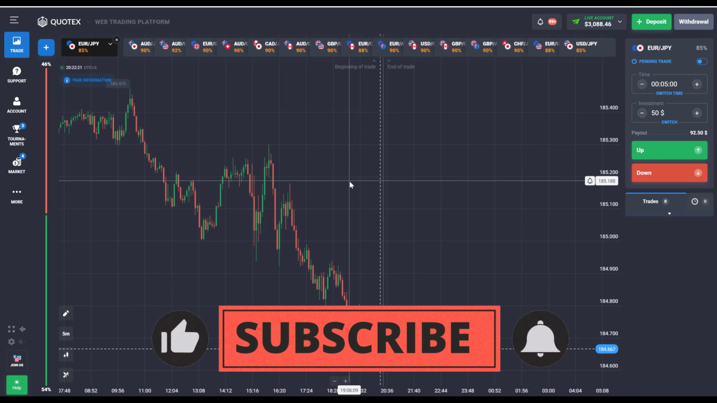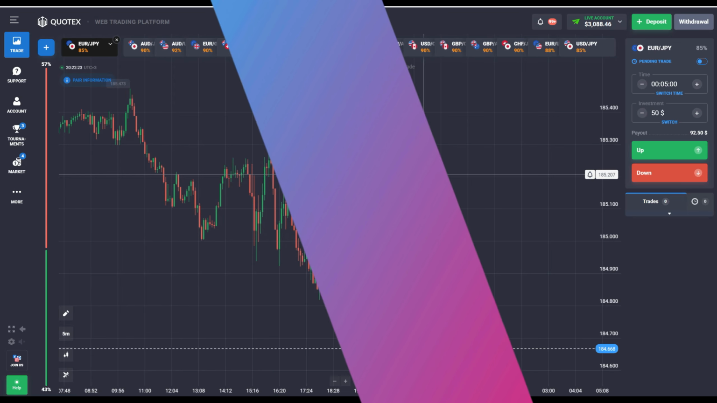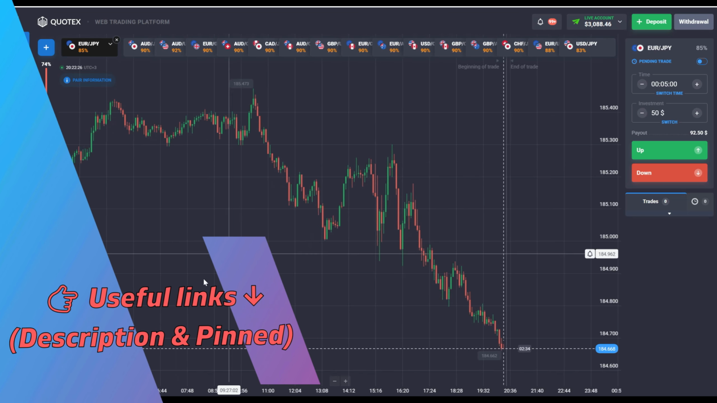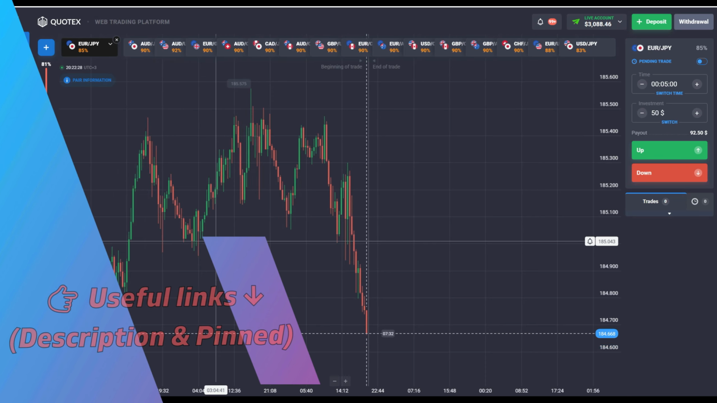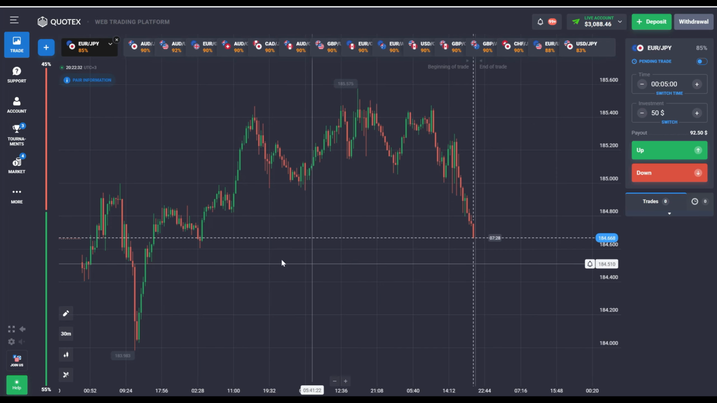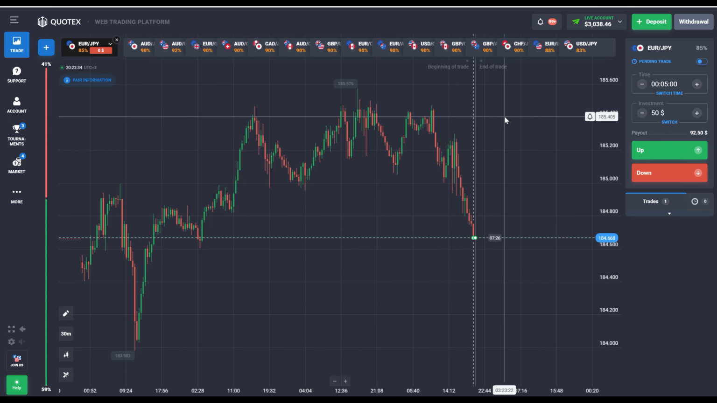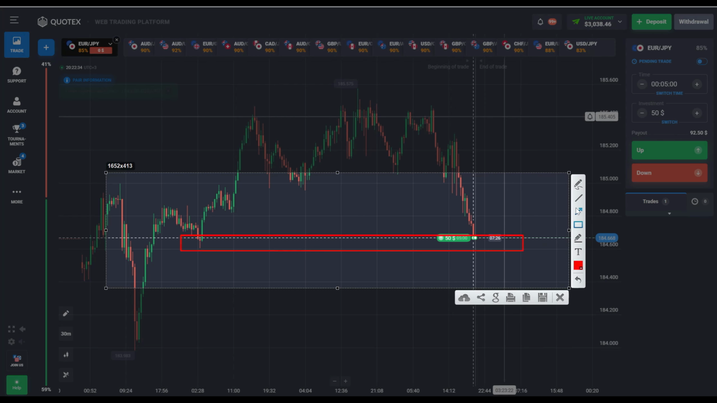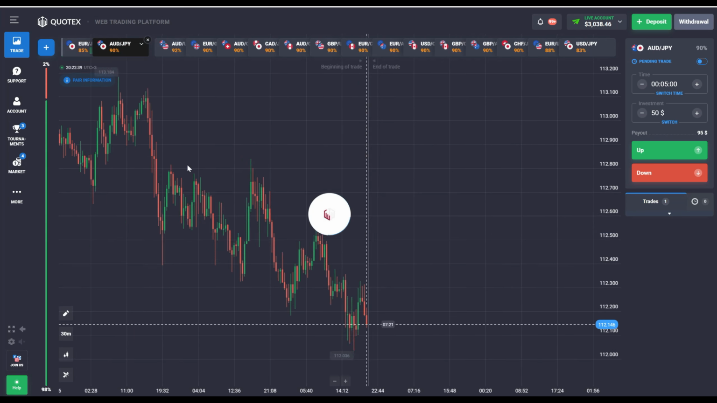Today, I'll show my broker Quotex strategy. I use 5-minute expirations with $50 bets, identifying support and resistance to trade price reversals, so I can already see the first trade opportunity. This is the Euro-Japanese yen. We will open a position for an increase. We have a support zone, so why not take advantage of it?